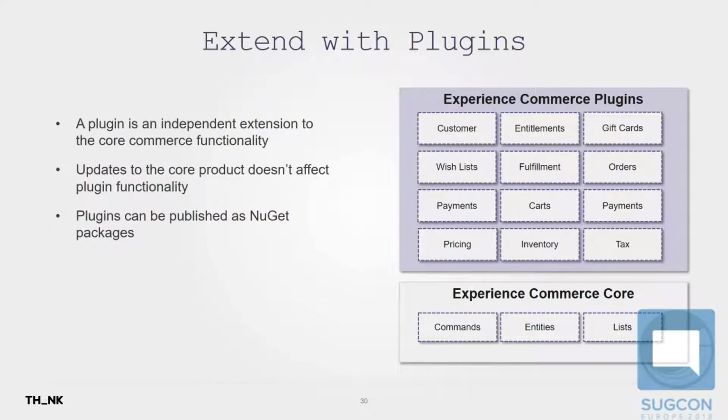So a plugin is an independent extension to the core commerce functionality. The idea behind that is basically that an update to a core functionality will not affect your plugin. And then you can publish your own plugin as NuGet packages. This is what we expect now. So once you understand how it works, you can start saying, okay, I created a plugin for Visa Checkout. Here you go, and people can consume it.